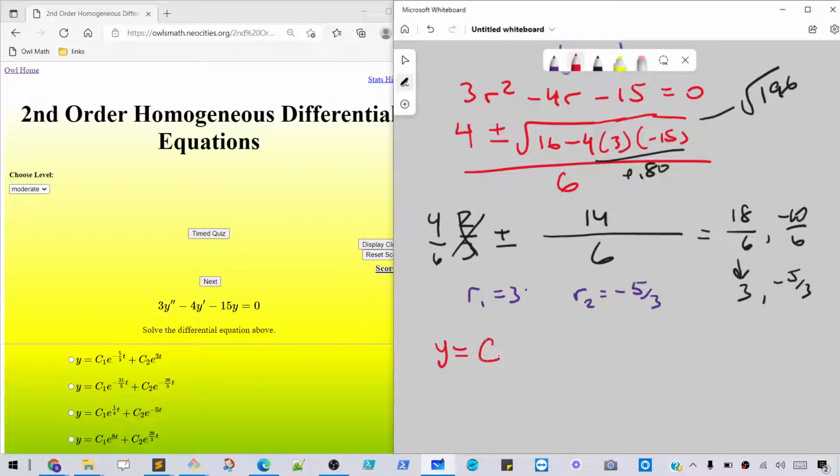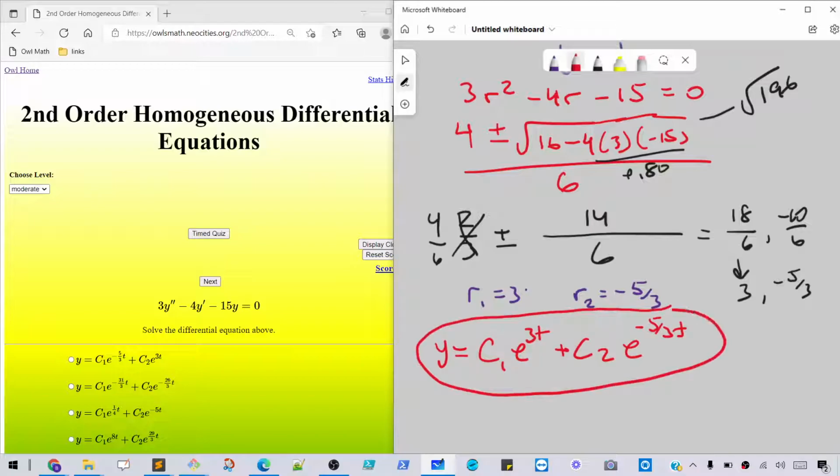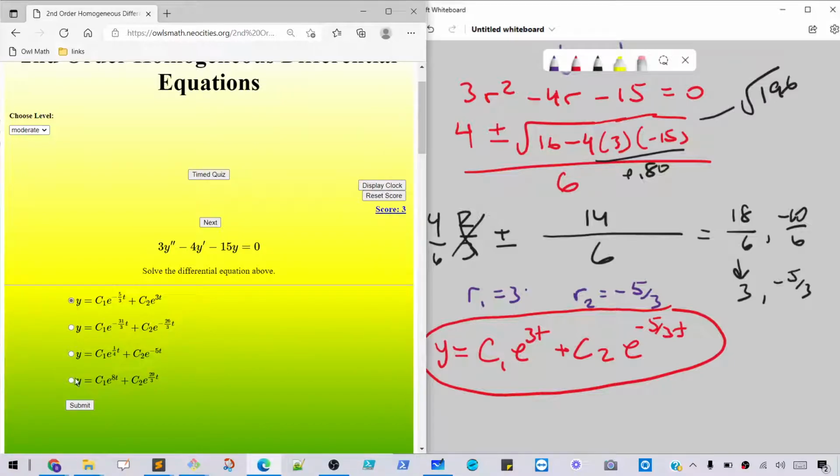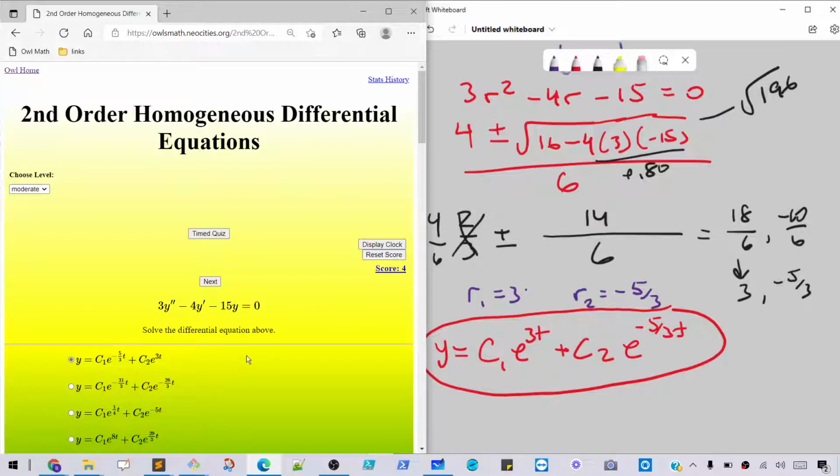Okay, so we have y equals c1 e to the 3t plus c2 e to the minus 5/3 t. That will be our solution. There are no initial values, so if you had initial values, you could then solve for these constants, but we don't have that here. Let's just check the answer. Looks like this first one here, and that's correct.